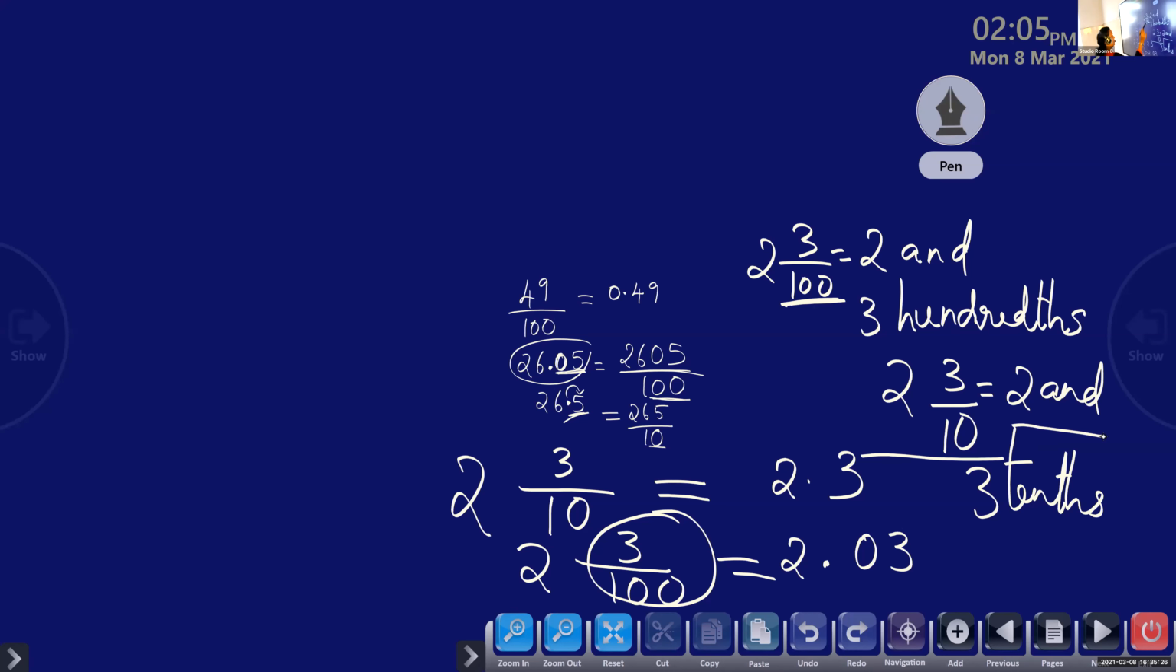So children, how will we write 2 and 3 by 100? 2.03, because we have 2 digits since the denominator is 100. And here we have 2.3. So that is how we will write 2 and 3 by 10.